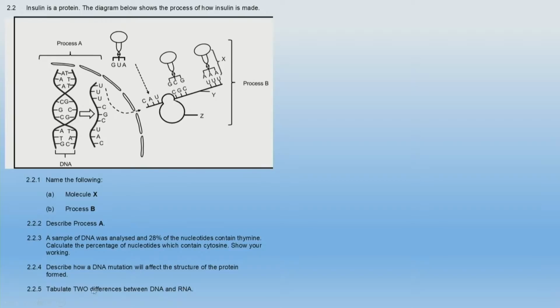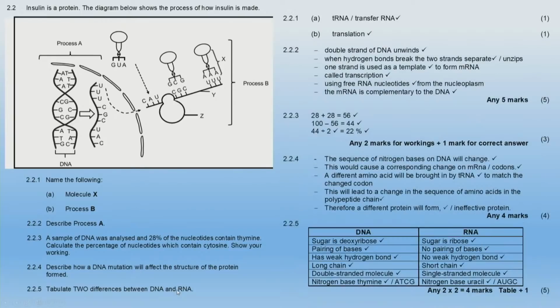Again, a question: tabulate 2 differences between DNA and RNA. So there's a whole lot of differences between a DNA and the RNA. Be very sensitive if the question states that you must only describe the differences in the nucleotides of a DNA and the nucleotides of a RNA. Then we're only going to refer to the sugar and the nitrogen base, because that is what the nucleotide consists of.